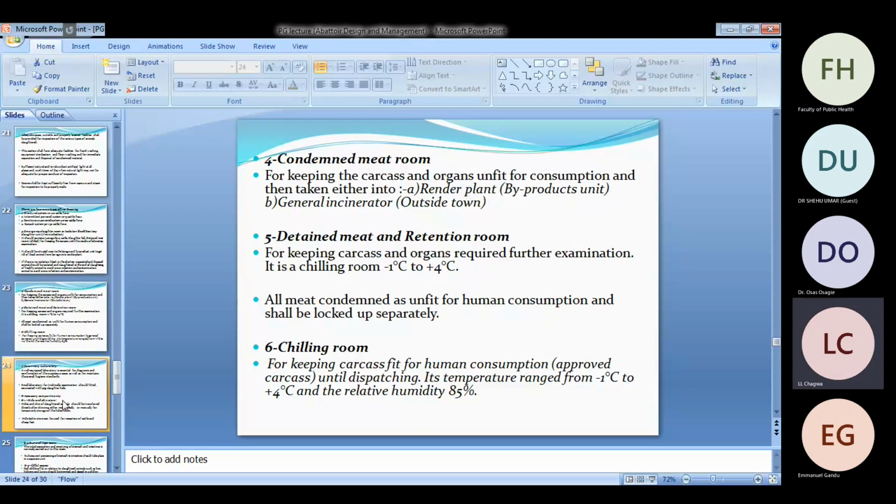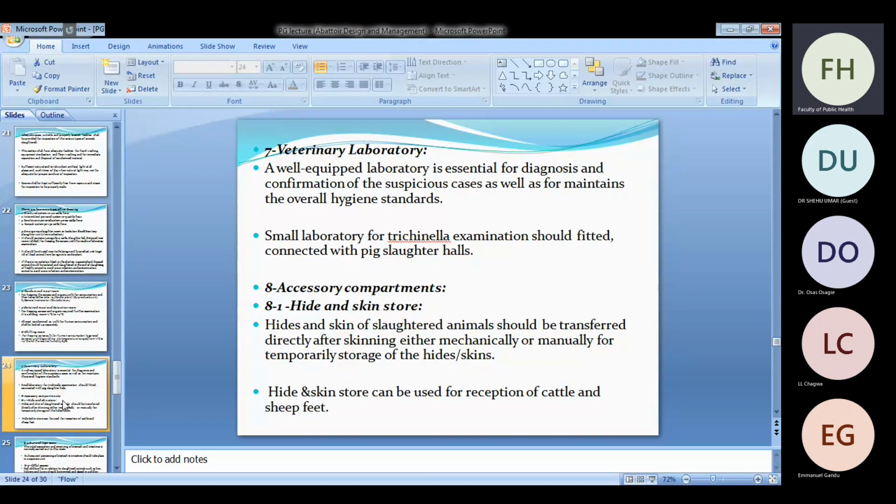Then we also have a veterinary laboratory, the vet lab. A well-equipped lab is essential for diagnosis and confirmation of suspicious cases, as well as for maintenance of all-round hygienic standards. What I'm saying in essence is that there is need for a vet lab in an abattoir. Do you have a lab in the abattoirs you know? No, sir.